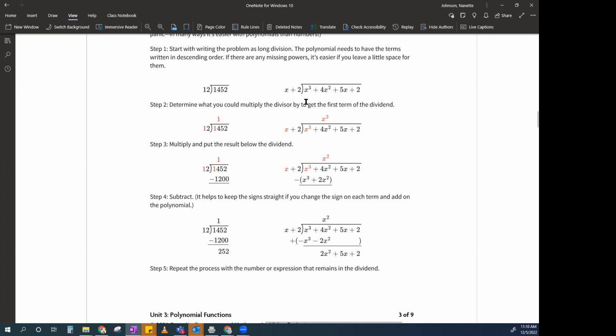x times what gives me x cubed? x squared. That's not new, Miss Johnson. Wait, is that new? Right? No, this is not new. What about multiplying x squared times x plus 2? Is that new? x squared times x is x cubed. x squared times 2 is 2x squared. Is that new? Everyone say no, that's not new, Miss Johnson. Well, what about subtracting? Is subtracting new? Everyone says no, Miss Johnson, this is not new.